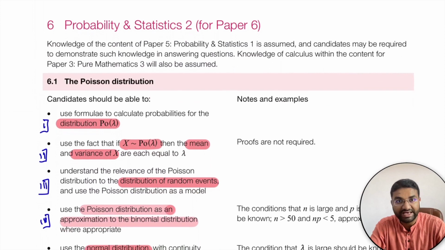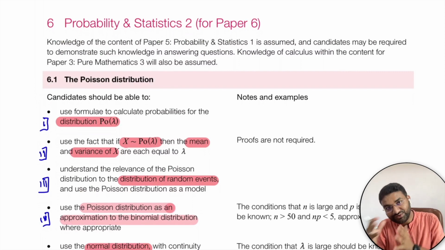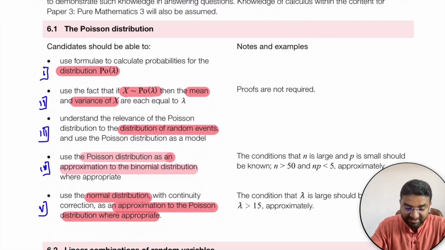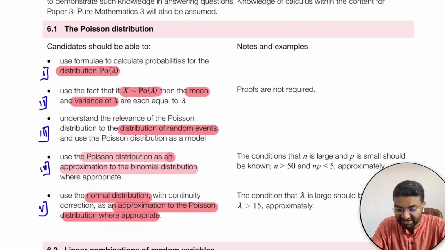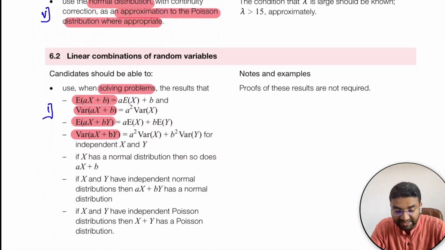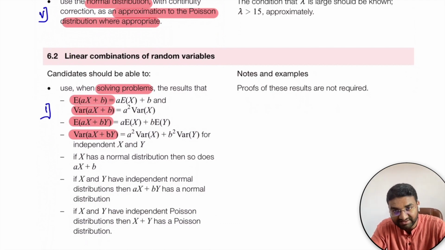For S2, as I have told you earlier, all the concepts of S1, meaning probability and statistics 1, are used in S2. So you must know the concepts of S1 to get a good score in S2. So that's a basic condition. And yes, Poisson's distribution concepts are there, random events are there. Poisson's distribution as an approximation to the binomial distribution, normal distribution. Then linear combination of random variables, the second topic, with expectance and variance concepts.